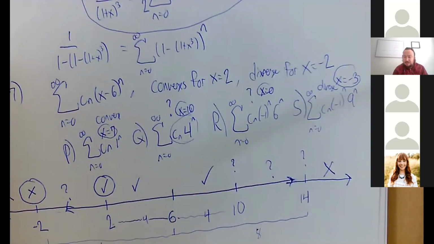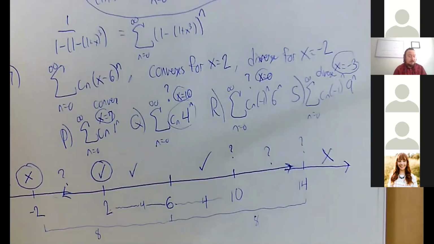All right. Let's see, I had a question about this one. Yeah, what's up? What additional information would you need in order to solve the question marks on the number line? You would need to know if another point converged or diverged.